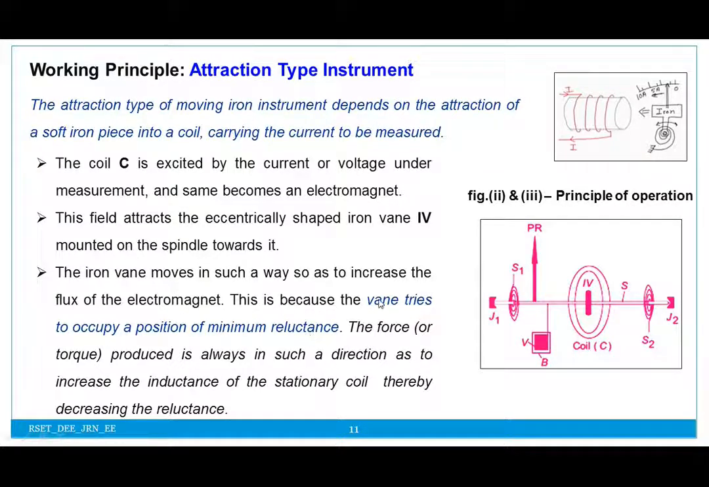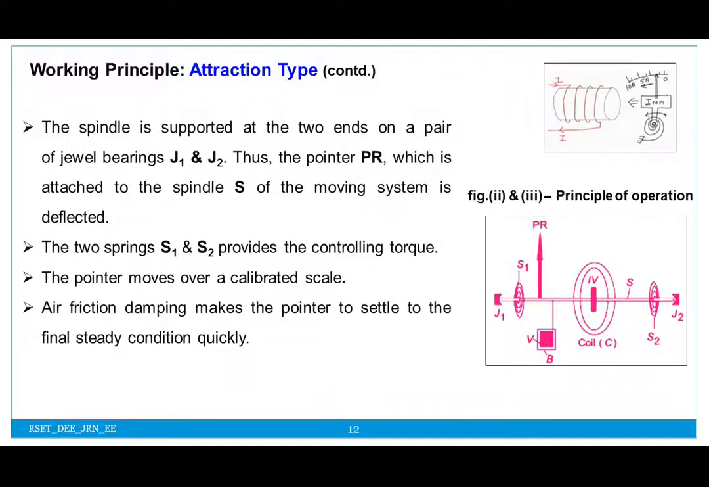Very important point. Vane, this is my iron vane, tries to occupy a position of minimum reluctance. The force, otherwise the torque, produced is always in such a direction as to increase the inductance of the stationary coil, thereby decreasing the reluctance. You know L is equal to N squared divided by S. Now the spindle is supported at both ends on a pair of jewel bearings J1 and J2. Thus the pointer PR, which is attached to the spindle of the moving system, gets deflected.